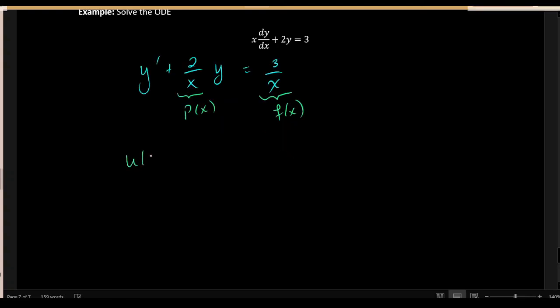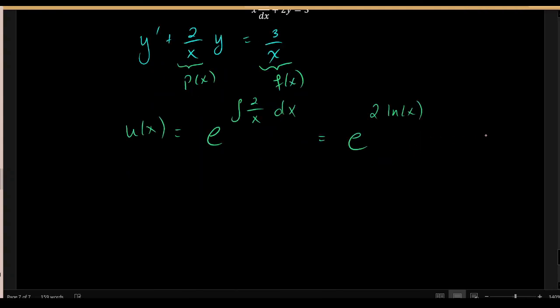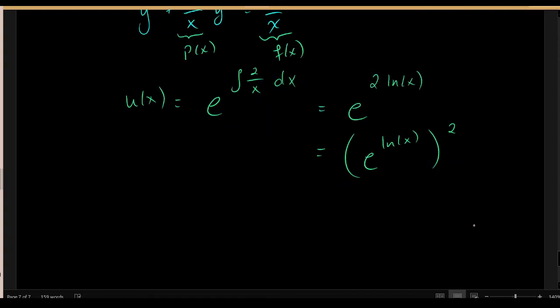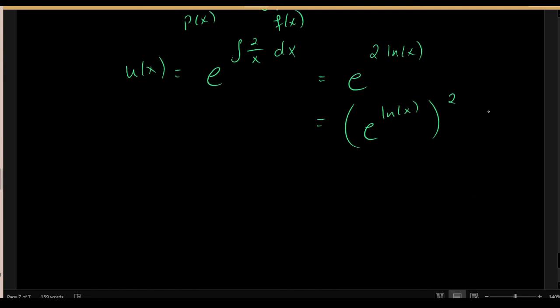So let's get our integrating factor. e to the integral of 2 over x dx. I'm going to pick whatever antiderivative I please, so 2 natural log of x, no plus c, no absolute value, which can be simplified if I rewrite this as e to the natural log of x squared. Now the e and the natural log can cancel, and this is equal to x quantity squared. And so our integrating factor is just x squared.